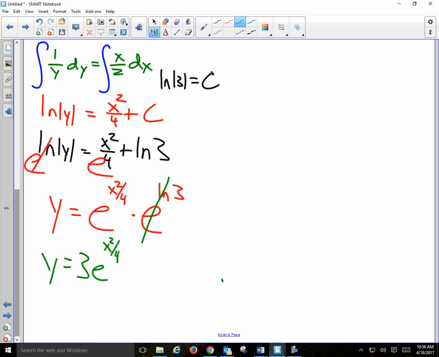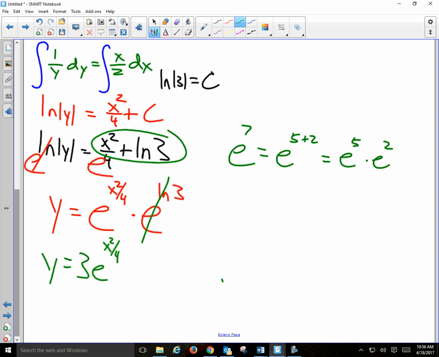So what I did is I took the properties of exponents. For example, e to the 7th is the same as e to the 5th plus 2, right? Which is the same as e to the 5th times e to the 2, because I just separated it like that. Better?